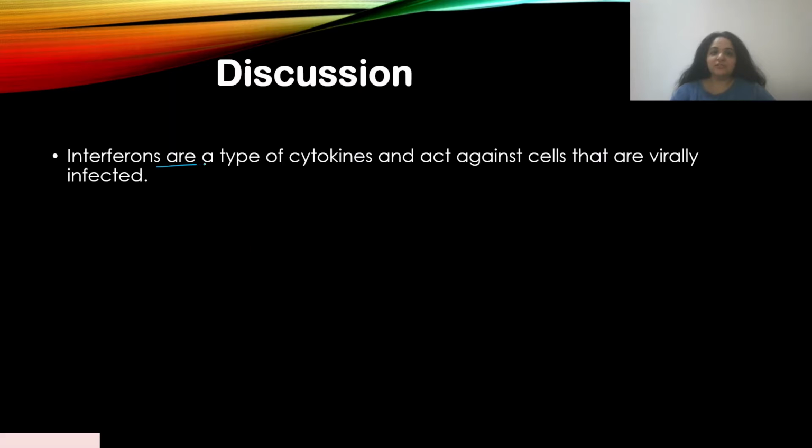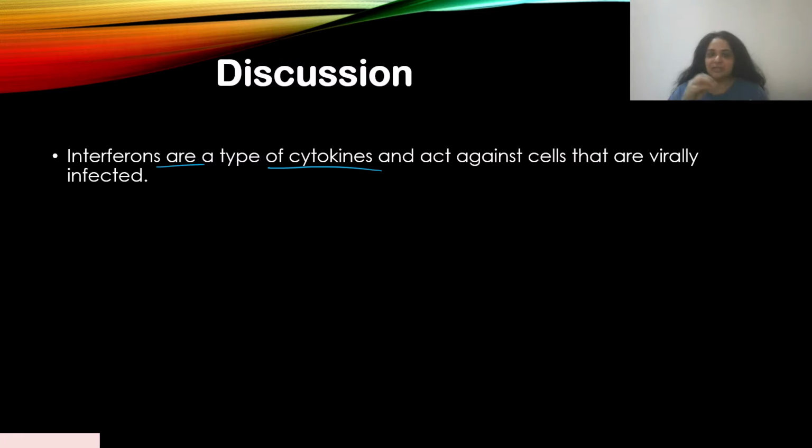So interferons are a type of cytokines. Now cytokines are chemical messengers. Between cell to cell there has to be some kind of communication, so cytokines help in that communication. For example, interferon is a type of cytokine, and it acts against the cells that are virally infected. So if a virus comes and infects a cell, interferons are released, and they help in destroying the virus, but in turn they also destroy the cell.